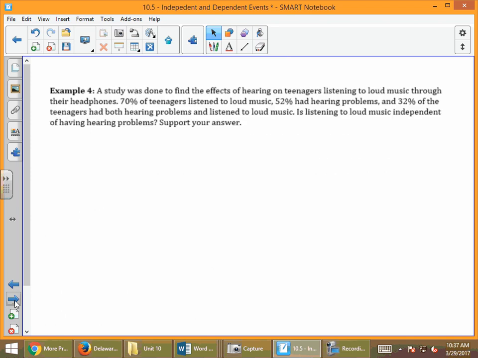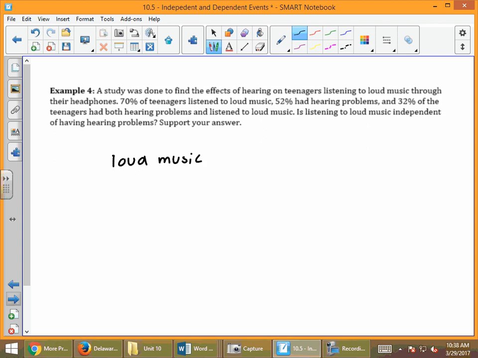Take a look at the next one. A study was done to find the effects on hearing of teenagers who listen to loud music through their headphones. 70% of teenagers in the study listened to loud music, 52% had hearing problems, and 32% had both hearing problems and listened to loud music. Is listening to loud music independent of having hearing problems? Well, what two things did they study? Loud music times hearing problems, and if they're independent, it should equal both.